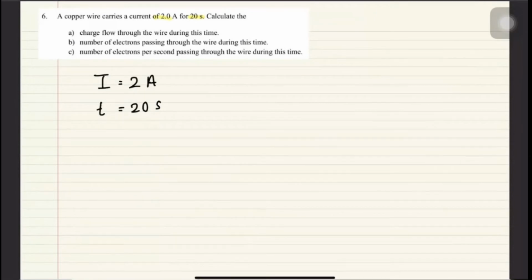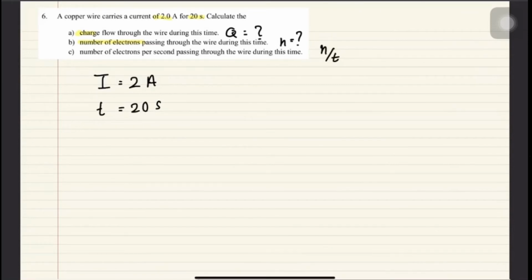Dia kata soalan satu dia nak charge flow through the wire during this time. Simbol apa kita nak pakai ni? Q, very good. Then yang B tu dia kata numbers of electron passing through the wire during this time. So numbers of electron simbol apa? N subscript E. And then C kata numbers of electron per second. So basically it is N over T. Okay, once kamu dah buat macam tu, dia senang je lah.